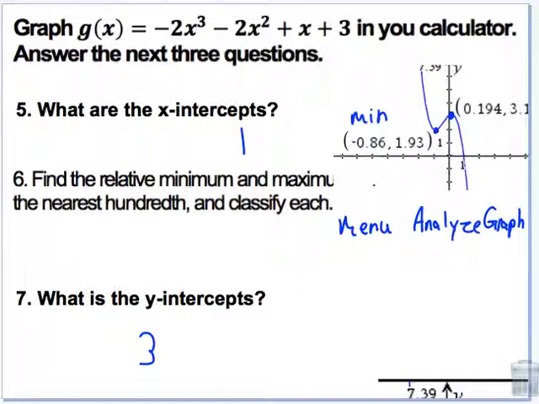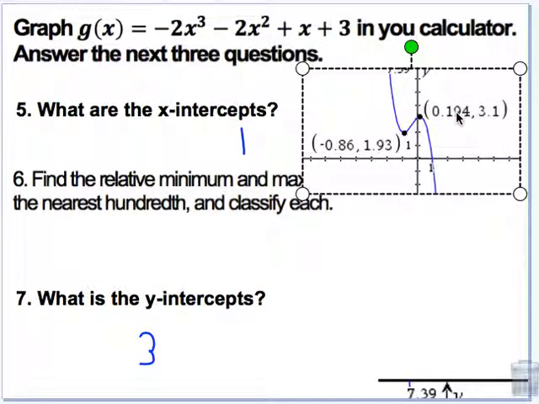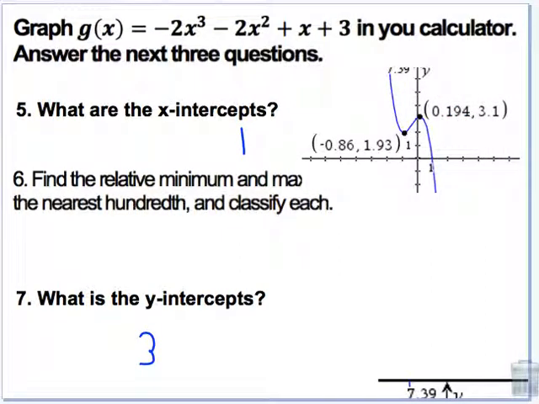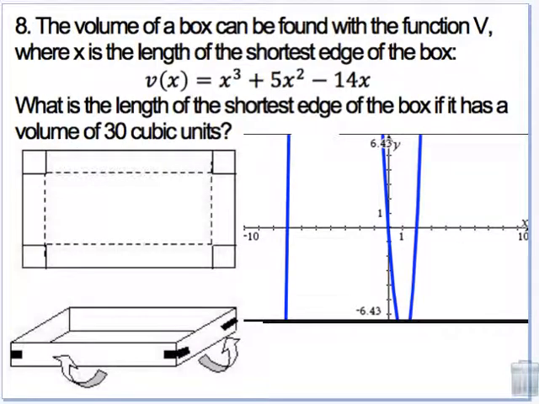Your maximum, looks like I didn't show this graph enough. So your maximum is right here at 0.194 and 3 point something, 3.1. Make sure you know how to find the minimum and maximum, and make sure you know which is minimum and which is maximum.